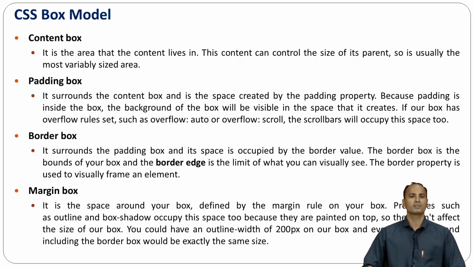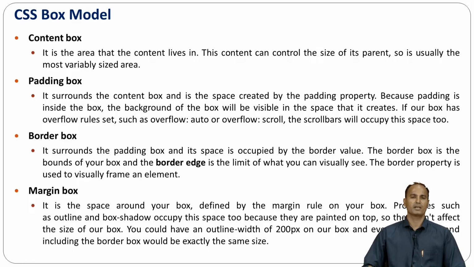Because padding is inside the box, the background of the box will be visible in the space that it creates. If our box has overflow rules set, such as overflow: auto or overflow: scroll, the scroll bars will occupy this space too. Then the border box surrounds the padding box and its space is occupied by the border value. The border box is the bounds of your box, and the border edge is the limit of what you can visually see. The border is used to visually frame an element.